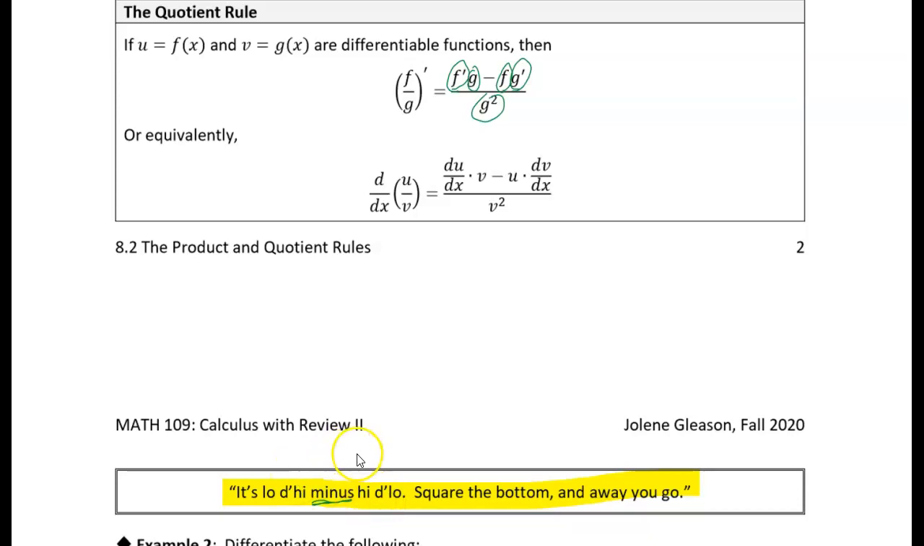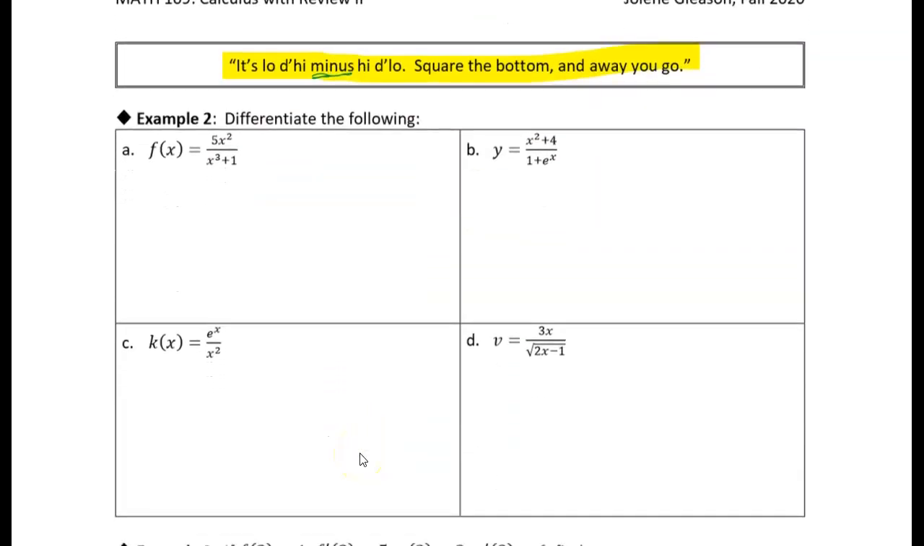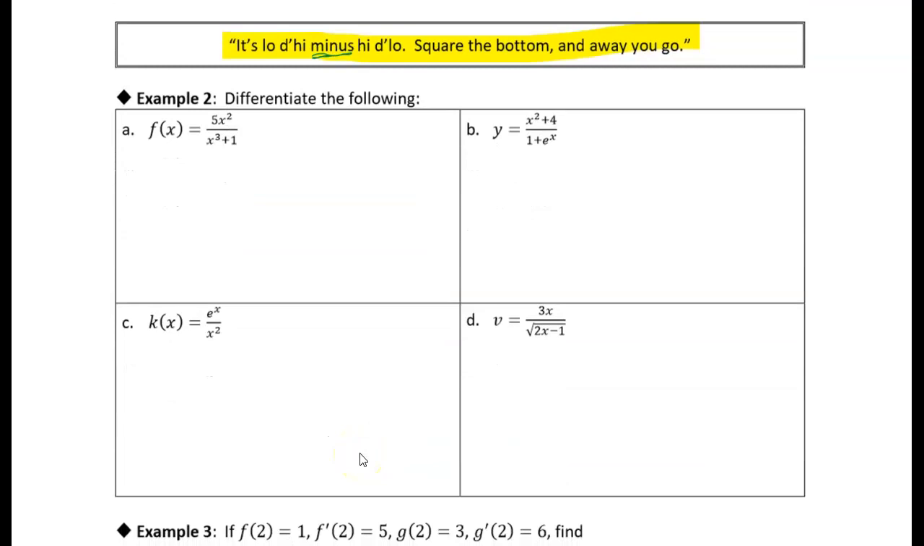All right, well, let's go through some problems here. Example 2. I'm going to keep that little mnemonic up for us to refer back to. I think I'll just take these slow again, although in reality, I just say low d high minus high d low and square the bottom, away you go. I don't do all these intermediate steps, but when you're first starting out, you sort of need to take it slow.